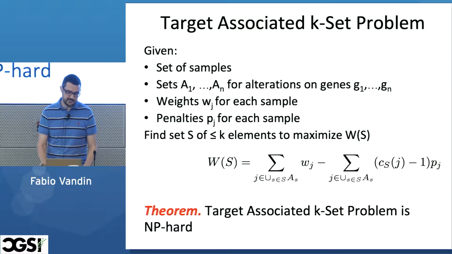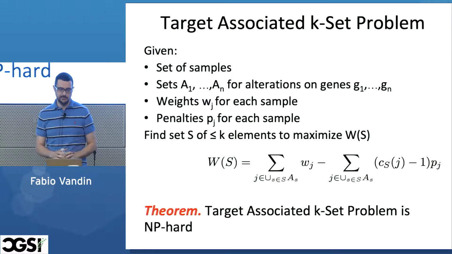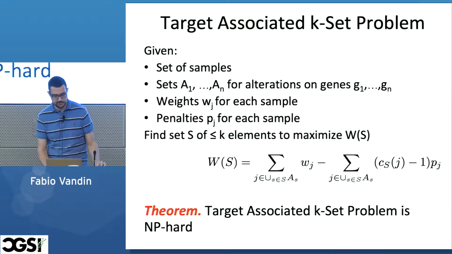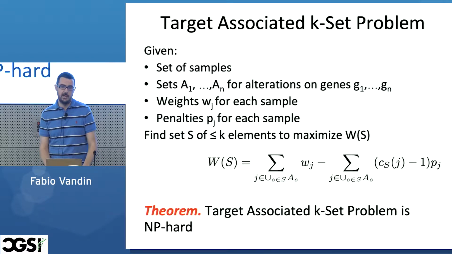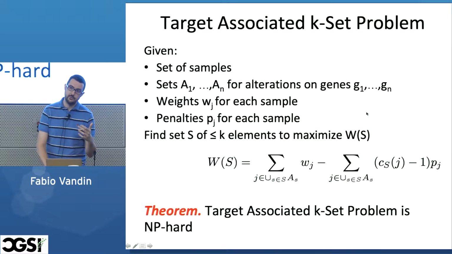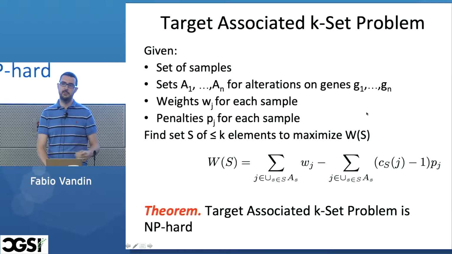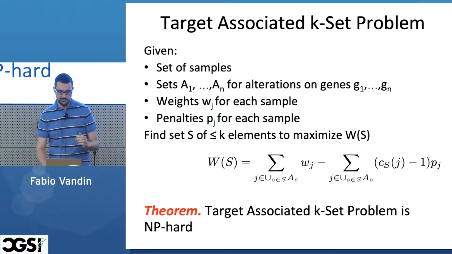The first result that we have is that this problem, which we call the target-associated k-set problem, is computationally difficult, so probably there is no polynomial time algorithm to solve all possible instances, but we still want to solve this problem. So we first proposed and studied a greedy algorithm to solve the problem. That is a natural choice since this is a kind of weighted coverage problem, and greedy algorithms have been shown to perform well for this type of problem.